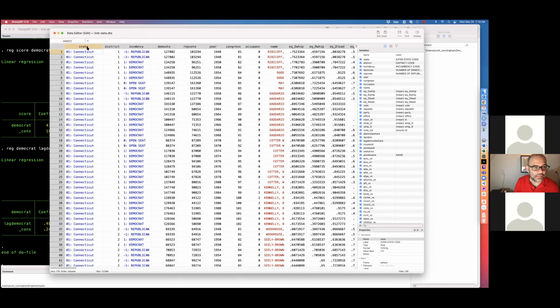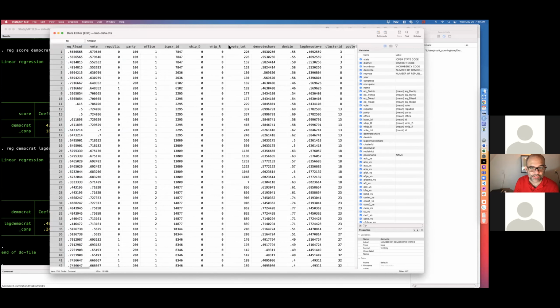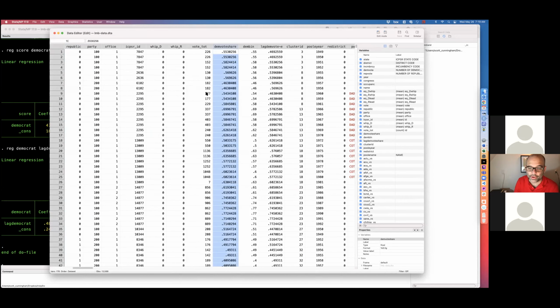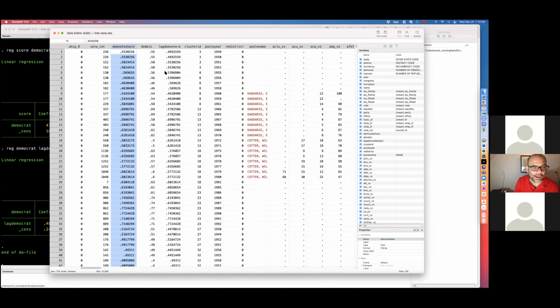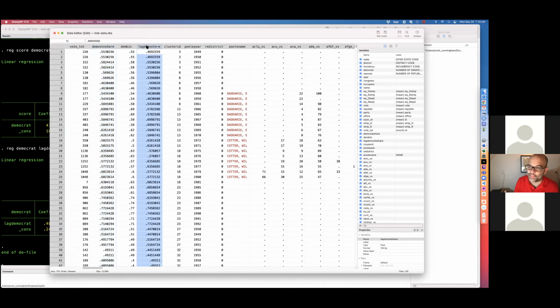So we've got states, incumbency, dim vote, and we need dim vote share. It's somewhere. There's a lot. Here's dim vote share. Okay, so we've got this dim vote share here. We've got the lag dim vote share. That's the T minus 1 dim vote share.